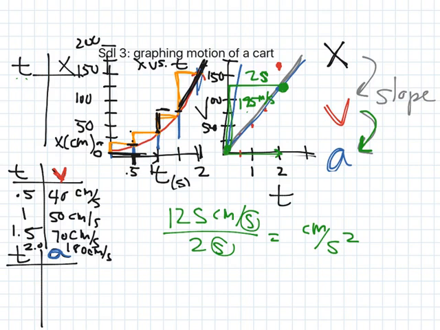125 divided by 2 is 75, if my math is correct. No, it's not. Let me redo that. Actually, 125 divided by 2 is 62.5. So our acceleration should be 62.5 centimeters per second squared. So depending on your ramp, and I just randomly made up these numbers, you will have a very different acceleration, but it should be roughly what your partner gets.